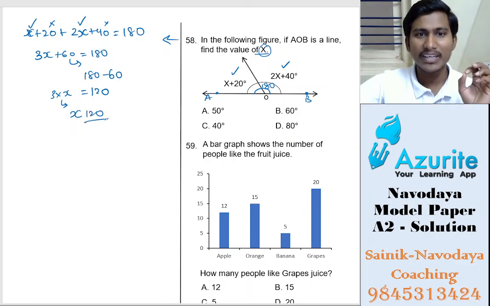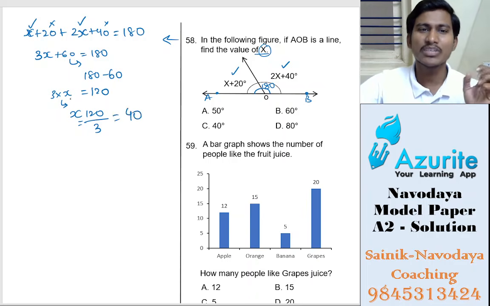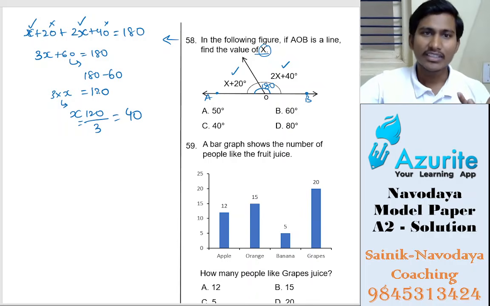So 120 by 3 it will be, 120 by 3. So if you cancel now with 3, you will get how much value of x? That is 40. Or 3 how many is x is 120? 4s are 3 4s are 12, right? So 40 will be the answer.